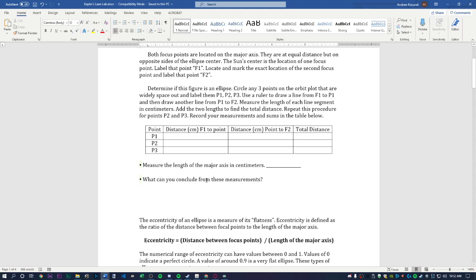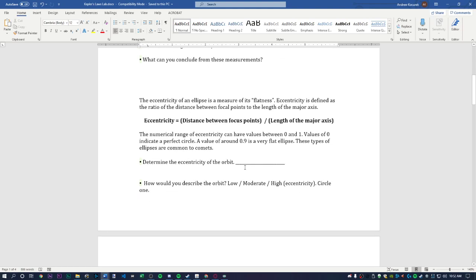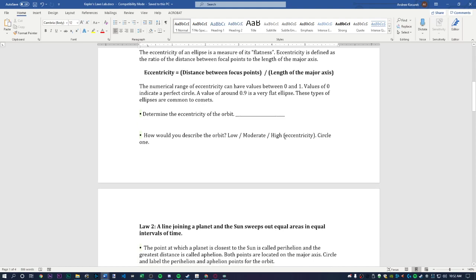So it's fairly straightforward. And then you're going to have to find the eccentricity, which is how flat the ellipse is, and then tell me if it's a low, moderate, or high eccentricity. And I've given you what is a low, moderate, or high eccentricity here.